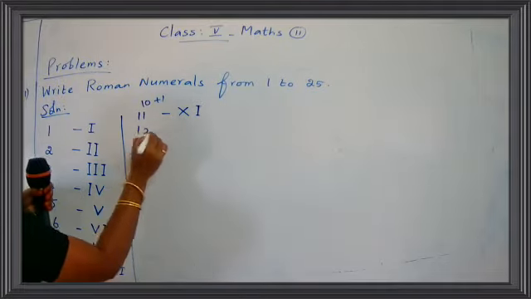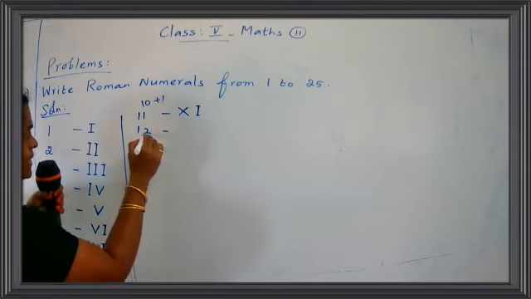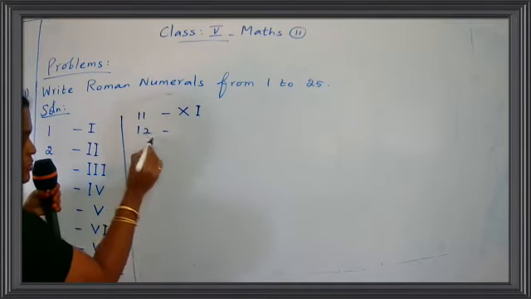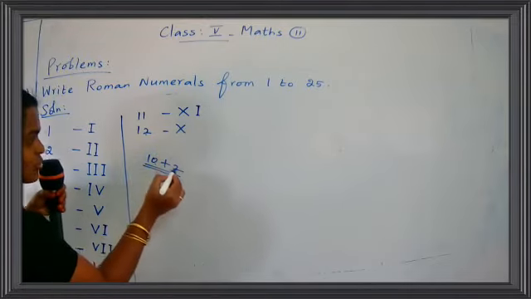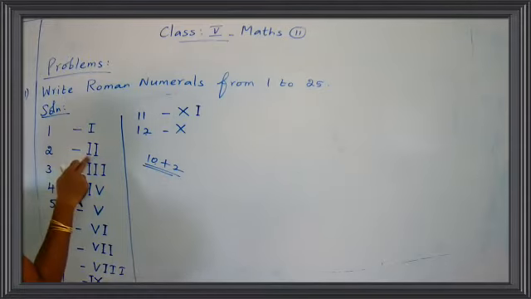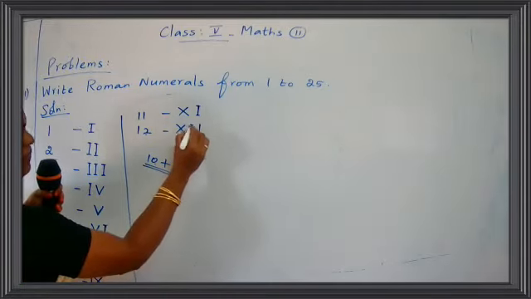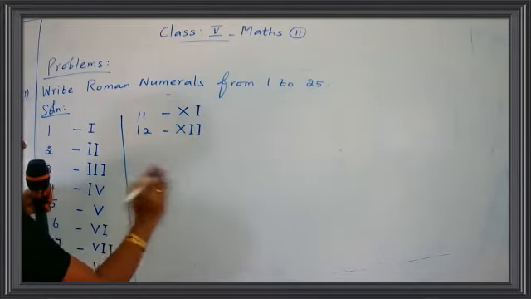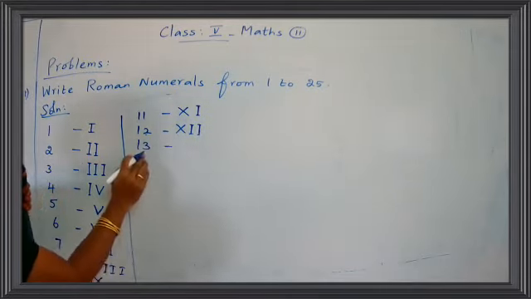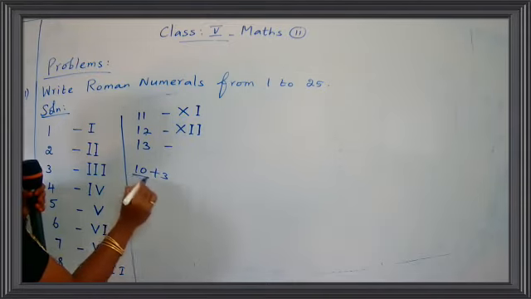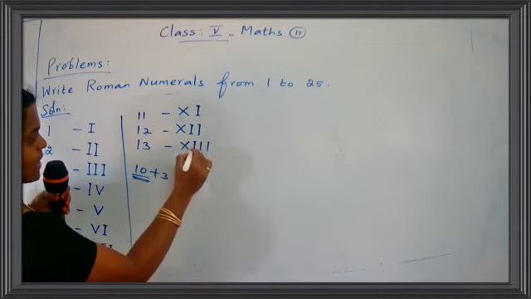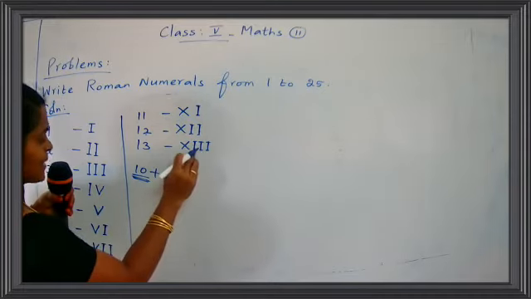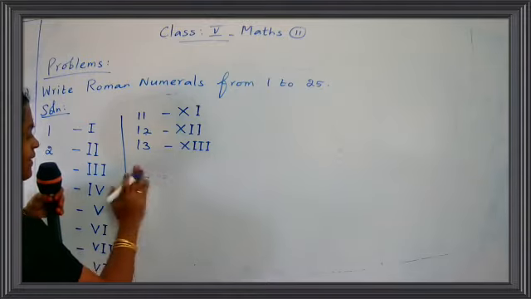Okay. Next 12. 12 can be written as 10 plus 2. Yes, children? 10 means X, and 2 is 2 times I, so XII. Next 13. 13 can be written as 10 plus 3. 10 means X, and 3 is 3 times I. So 10 plus 1 plus 1 plus 1, your answer is XIII.